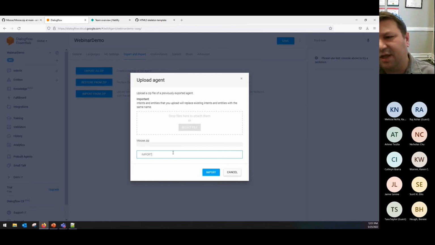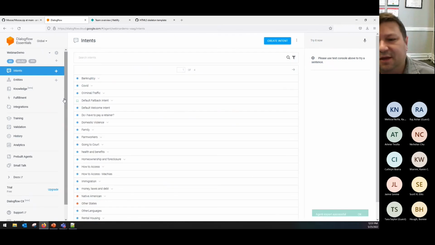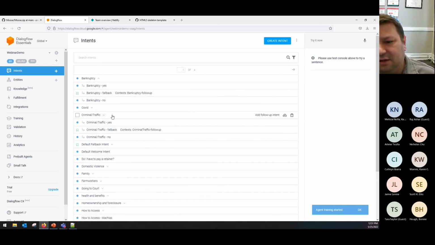and import. And one thing to be aware of when you import is it overwrites everything. So don't build out a few branches first and then do an import, because you'll lose what you built out. So I import, done, go back to my intents. And now I've got all of the content for Moose.